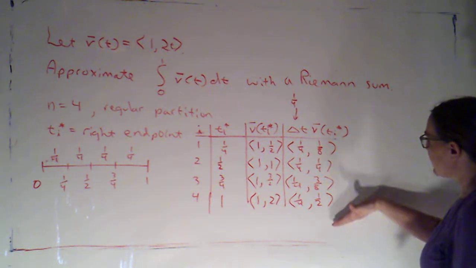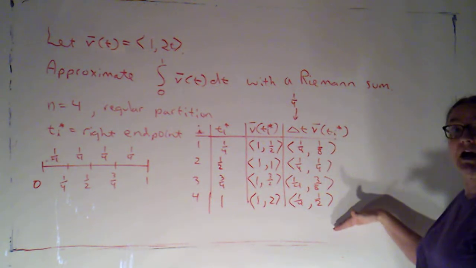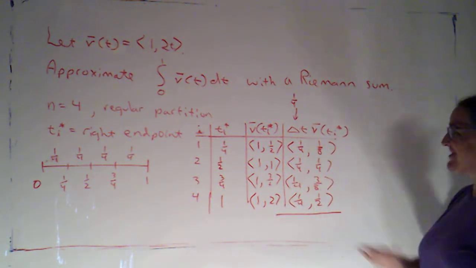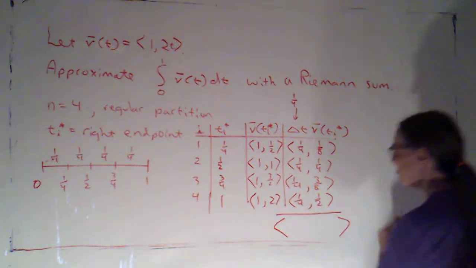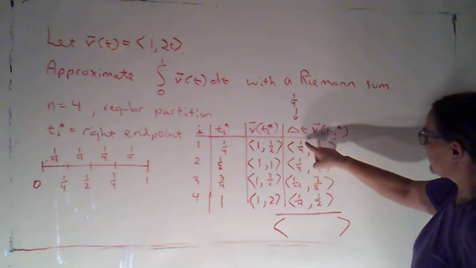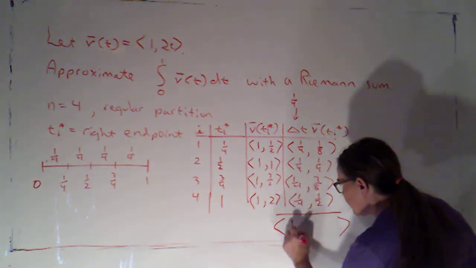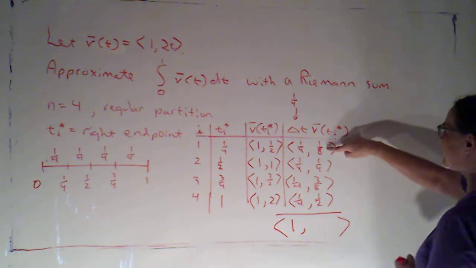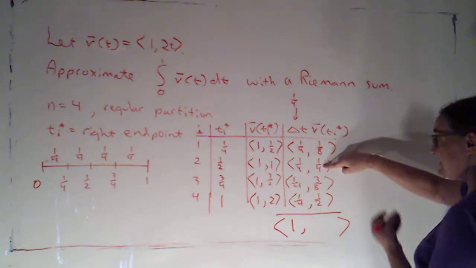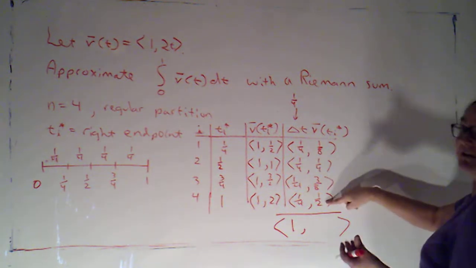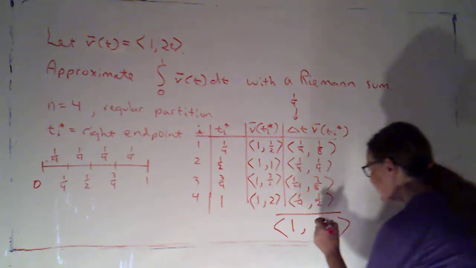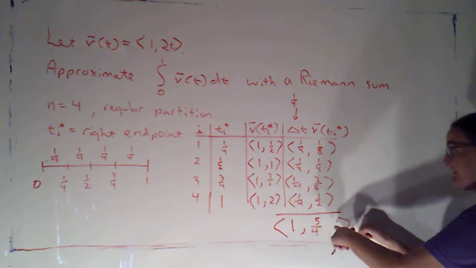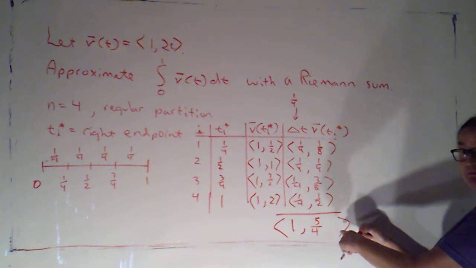Okay, so these are the vectors that are going to occur in my sum. My Riemann sum is just going to be these 4 vectors added together. Let's see what we get. In the x component, we get a fourth, a fourth, a fourth, a fourth. That's going to give me 4/4, or 1. And then in the y component, that's 1/8 plus 2/8, so we're at 3/8, 6/8 plus 4/8, that's 10/8, which would reduce to 5/4. So this is my Riemann sum, this vector ⟨1, 5/4⟩.